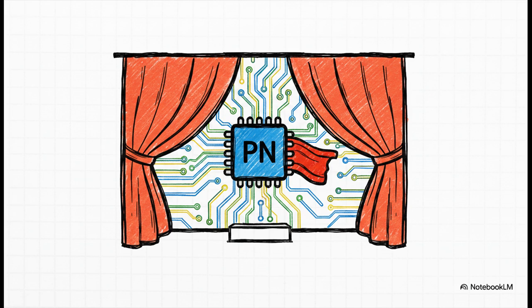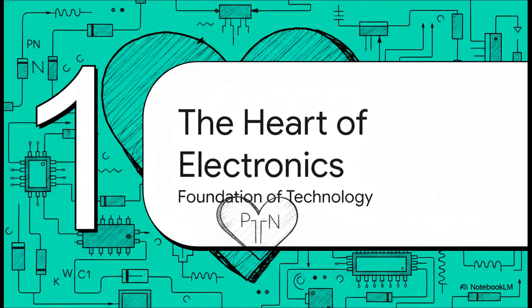So in this explainer, we're going to pull back the curtain and really understand how this thing works, and maybe more importantly, why it works the way it does. And calling it the heart of electronics, that is not an overstatement. Not at all. Because if you can really get your head around how this one little thing operates, you pretty much unlock the secret to how everything else in the digital world functions.